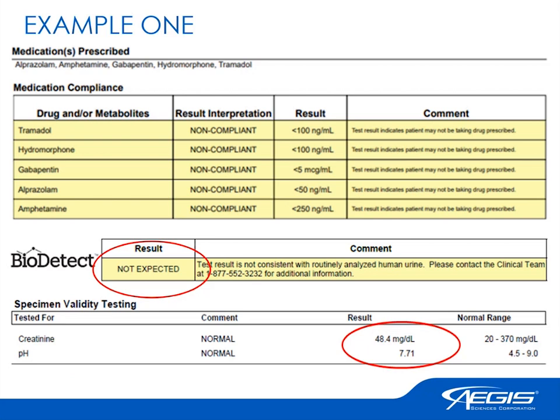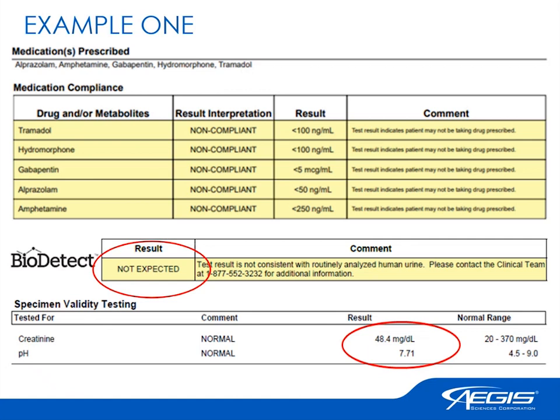I wanted to show a couple of examples. This is going to be the first example, high-level information about our samples. The first will be just a list of the medications the individual was prescribed at the time the specimen was submitted. The next section is going to be a medication compliance box, and then you'll see there our BioDetect results. I have circled this one in red because it was listed as not expected, which means that we did not detect the biomarkers, and so it's not consistent with routinely analyzed human urine.